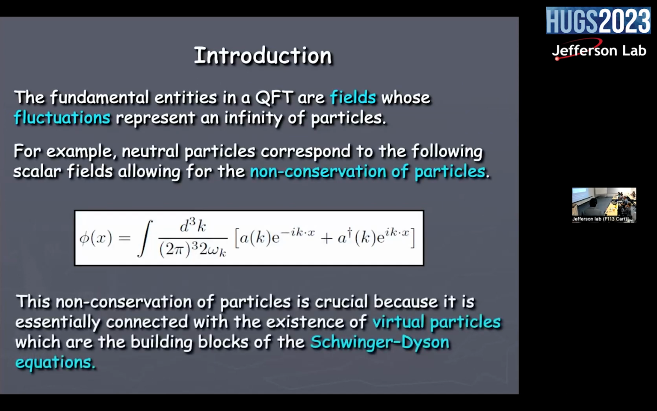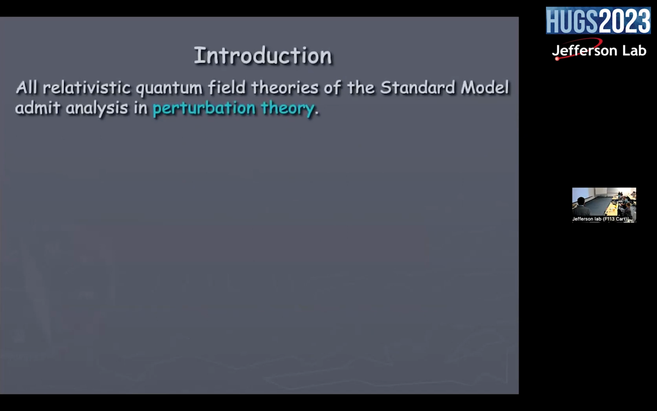Okay. So we know that the fundamental entities in a quantum field theory are fields whose fluctuation represent an infinity of particles. For example, this is the scalar field. In field theory, we express it, and that we have creation and destruction of particles. The number of particles is no longer a conserved quantity. We have virtual particles. When we have virtual particles, these are in general off-shell particles. And when they're propagating, we have the propagators of those particles, and we have vertices and all that. And all those Green functions which deal with these virtual or off-shell particles form actually the fundamental building blocks of what are these equations, the Schwinger-Dyson equations.